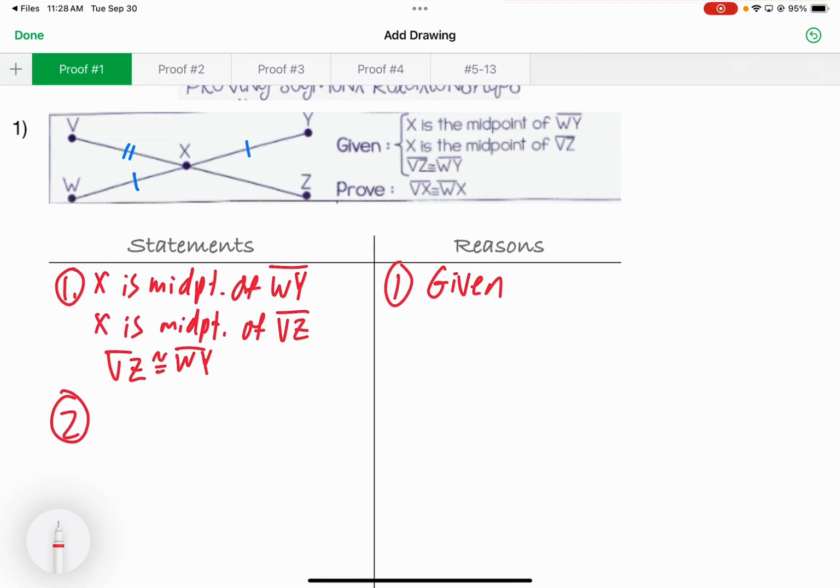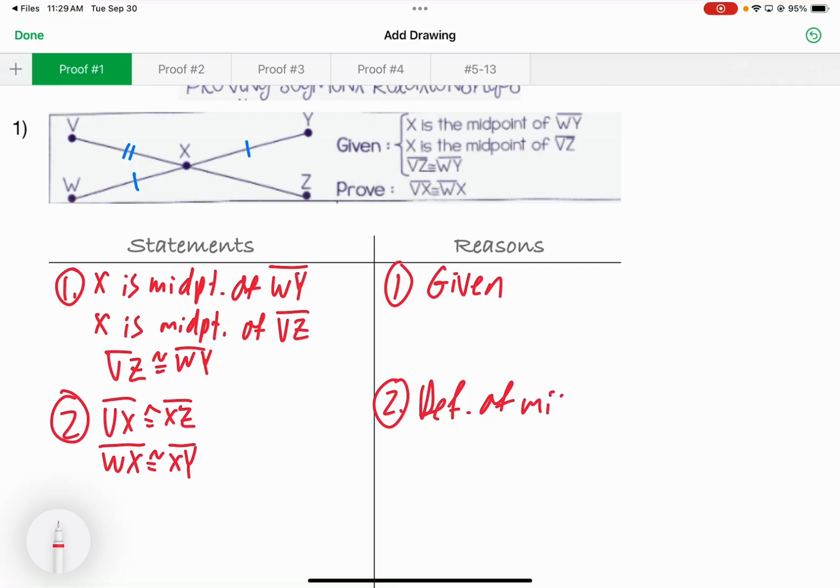Okay, so those are the things that I have. What should we do after that? Jillian, what do you think? I did definition of midpoint. I like it. So what are the 2 things you said equal? WX and XY. Okay, and then also VX and XZ. So I'm going to just do both of those. Doesn't really matter what order we put them in. WX congruent to XY. Definition of midpoint. I think no matter which way you did your proof, you have to have that somewhere in there.